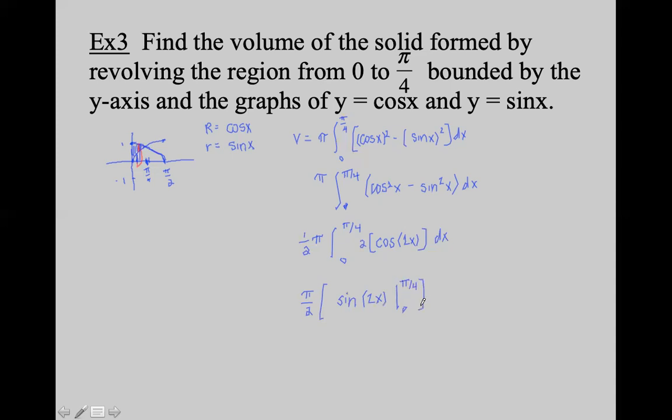All right, so the first time I do it, I throw pi over 4 in there. 2 times pi over 4 is pi over 2, and the sine of pi over 2 is 1. So I have 1 minus, I put in 0, 2 times 0, 0, sine of 0, 0. And I end up with that the volume of the area between those two curves rotated around the x-axis is pi over 2.